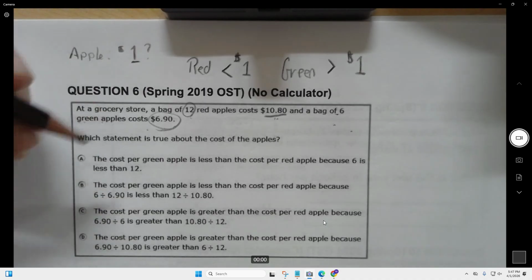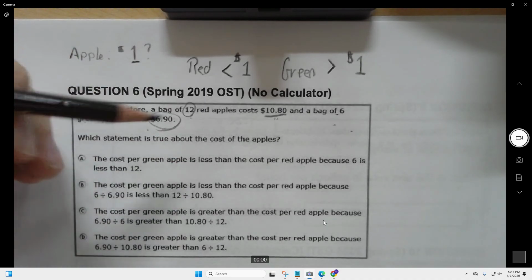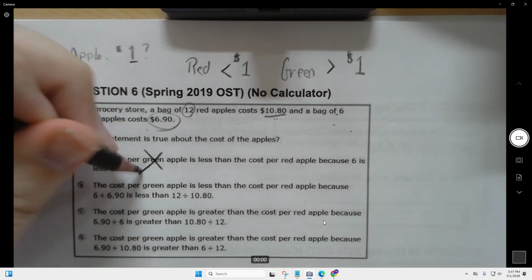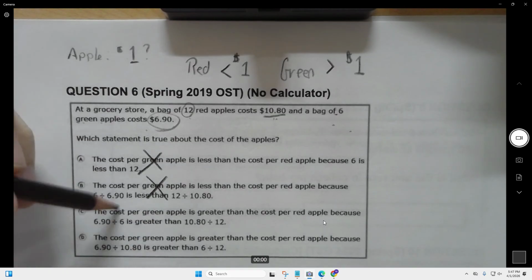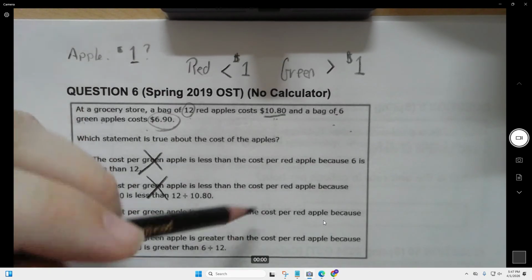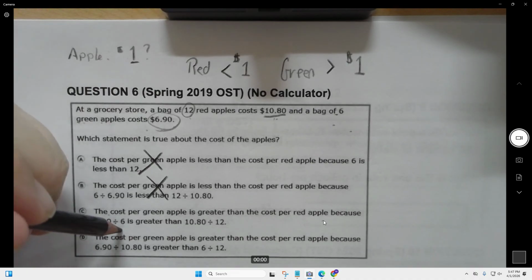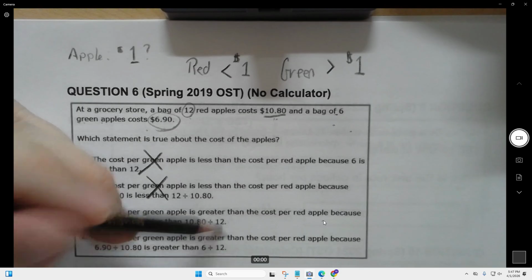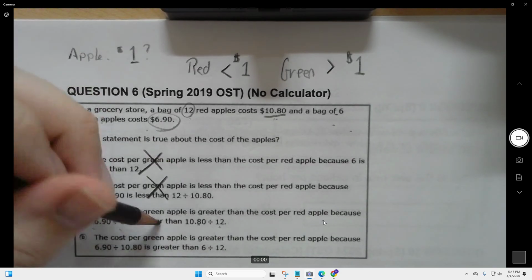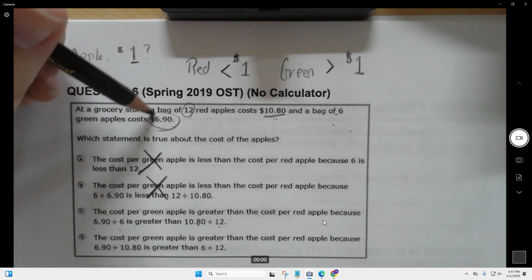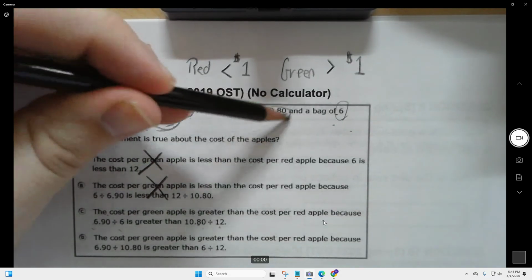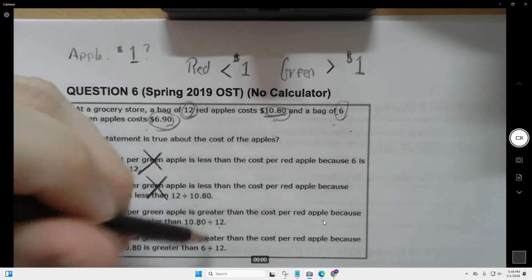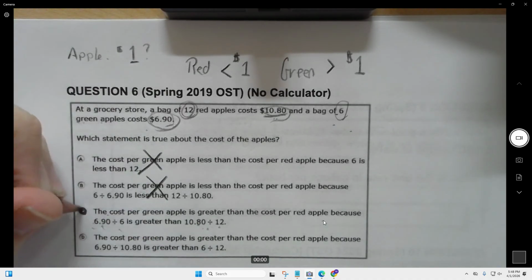So we now know that green costs more, which means that we can get rid of either choice where green costs less. A is gone, B is gone. Okay? So now let's look at our last two choices. The cost per green apple is greater than the cost per red apple because $6.90 divided by 6 is greater than 10.80 divided by 12. 6.90 divided by 6 would get you the cost per apple. 10.80 divided by 12 would get you the cost per apple. Since this is greater than this, that is your answer.